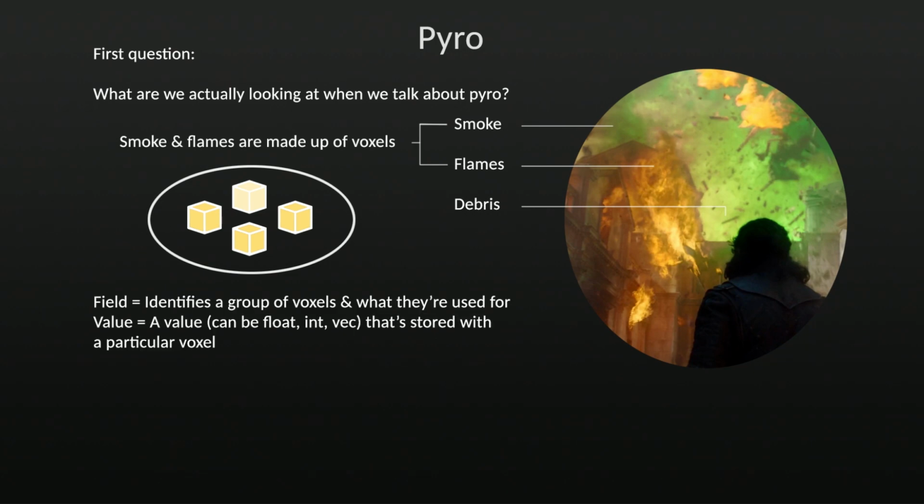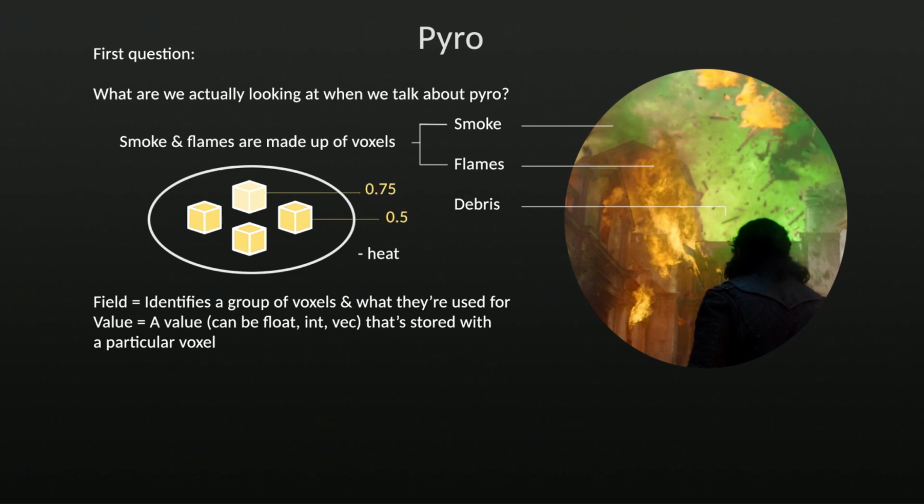So the way I think of it is that a field identifies a group of voxels and what they're used for. Over here, we would have, let's say, a smoke field called density. Or for the flames, this might be a field called heat. And so the group of voxels really describes what they're used for. That's the field. The value inside those voxels might describe how much smoke is at that one spot or how hot the flames are at a particular spot. And that all eventually goes to inform the render engine of how it should shade these volumes.